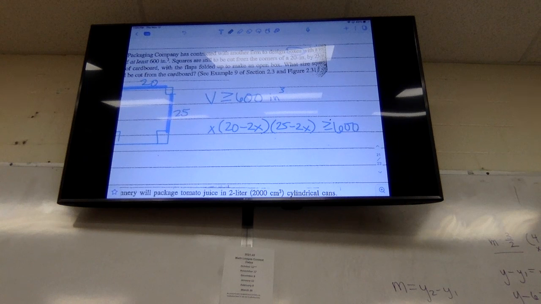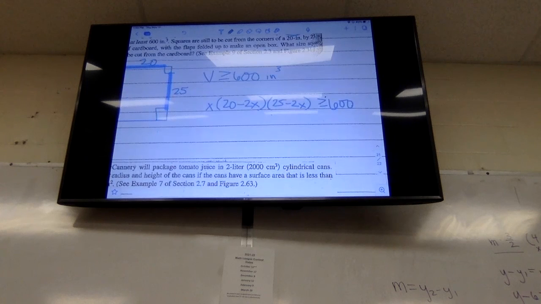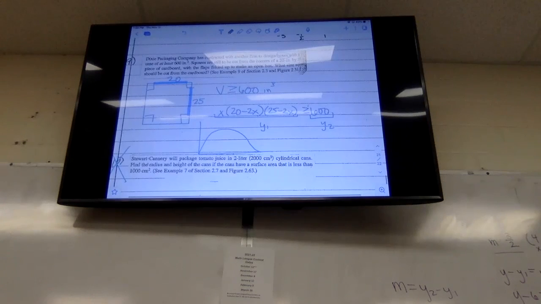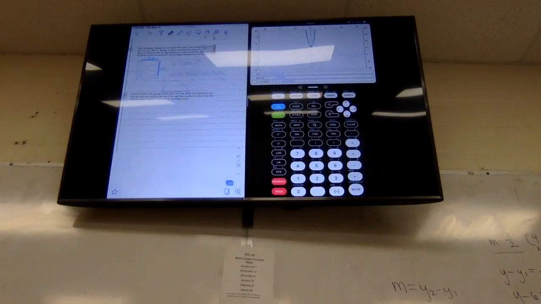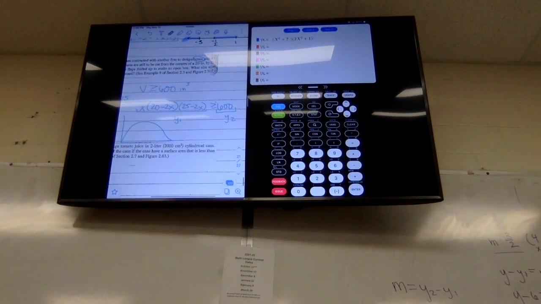All right, we want to know what size squares we have. So we're going to go to our calculator and graph these. This is going to be my Y1, and this is going to be my Y2. The graph will look something like that. Let's go look at the graph and then we'll talk more about it. X, 20 minus 2x, 25 minus 2x, and 600. Biggest mistake is not having 2x. Another big mistake is not having x. So make sure you have x, 20 minus 2x, and 25 minus 2x.